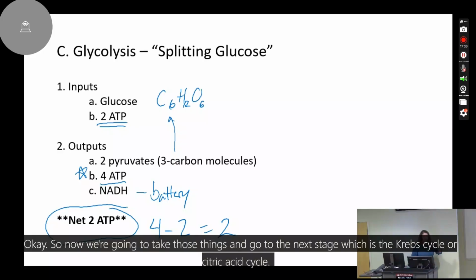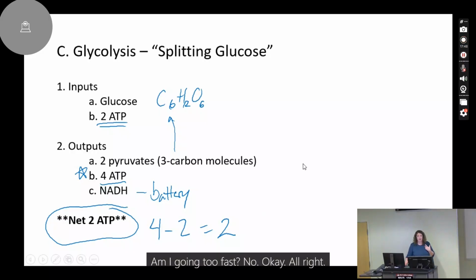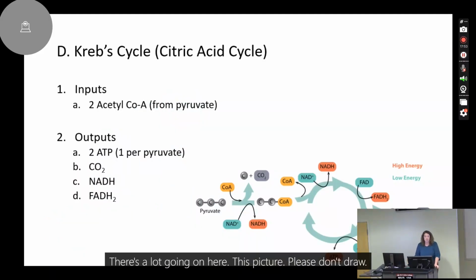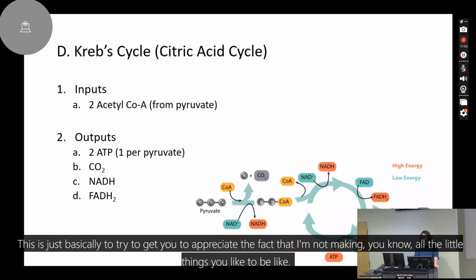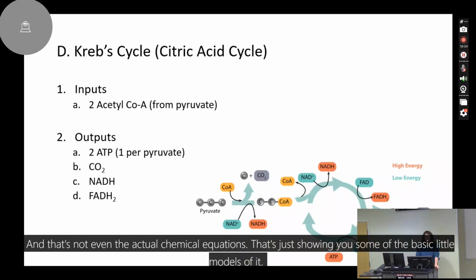Okay. So now we're going to take those things and go to the next stage, which is the Krebs cycle, or citric acid cycle. Am I going too fast? No? Okay. All right. There's a lot going on here. This picture, please don't draw. This is just basically to get you to appreciate the fact that I'm not making you know all the little things. You're supposed to be like, oh, thank you, Stephanie, good. We don't have to know all the little details. And that's not even the actual chemical equations. That's just showing you some of the basic little models of it.